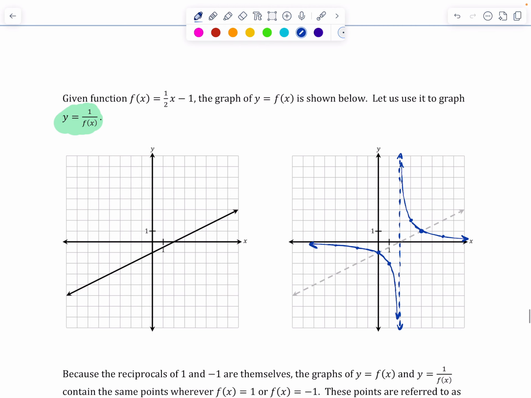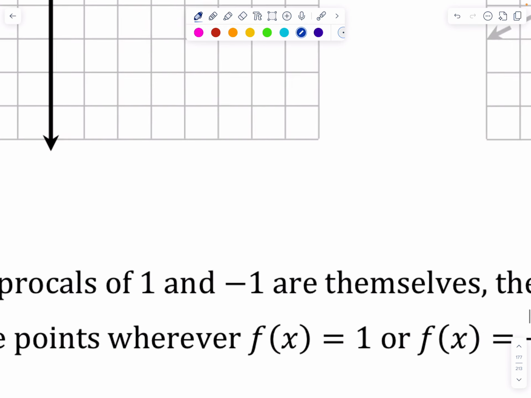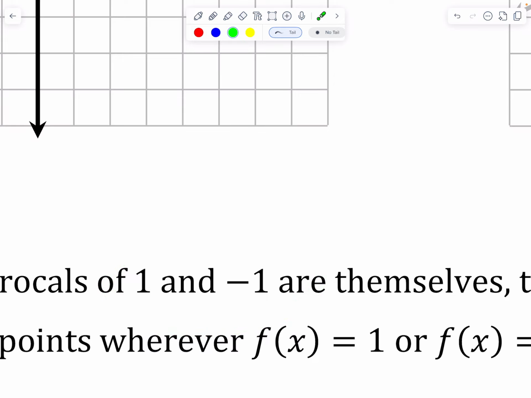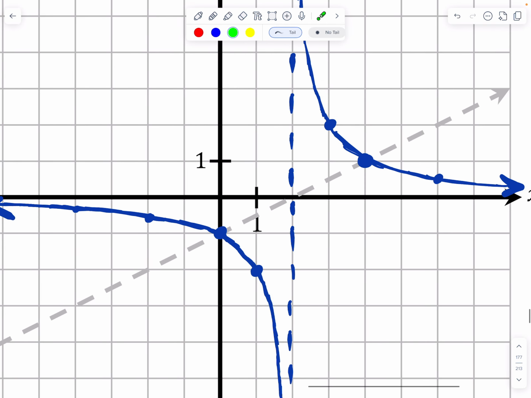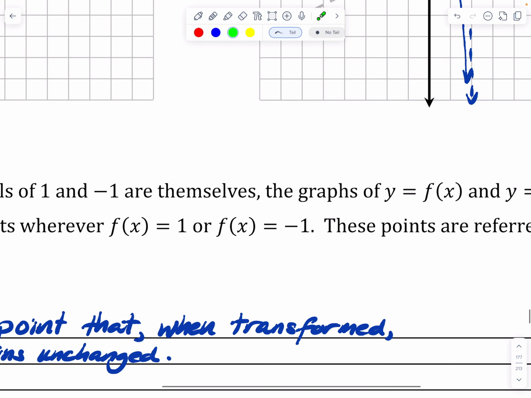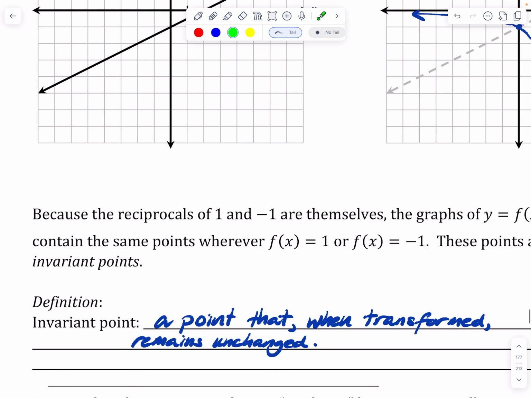Let's note some things. So one is that reciprocals of 1 and -1, as we noted on the previous page, are themselves. And graphically then, we had some intersection points where y was 1, where y was -1. We got the exact same point back. So with those points remaining unchanged upon transformation, we have these things called invariant points. And an invariant point is a point that, when transformed, remains unchanged.